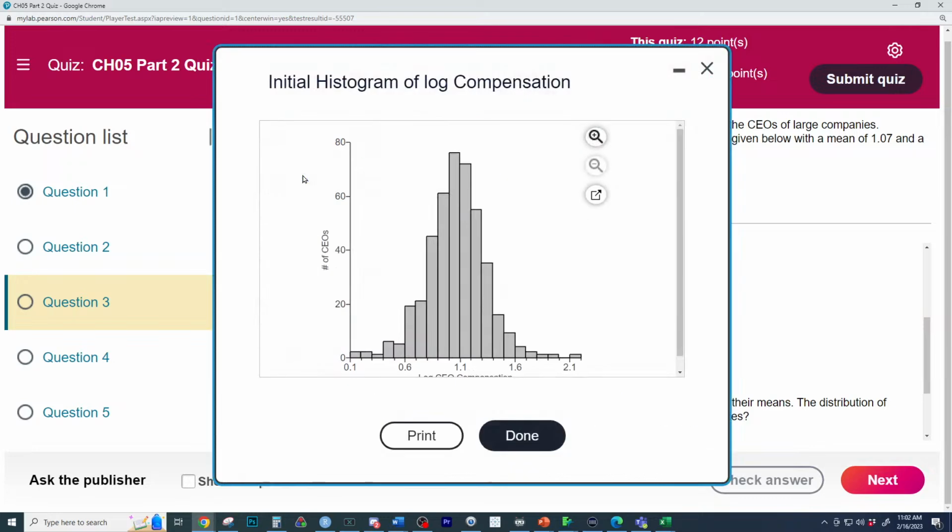It does look mainly unimodal and symmetric. Now, there's some little lack of symmetry right here. And then, oh yeah, we got this one right here.